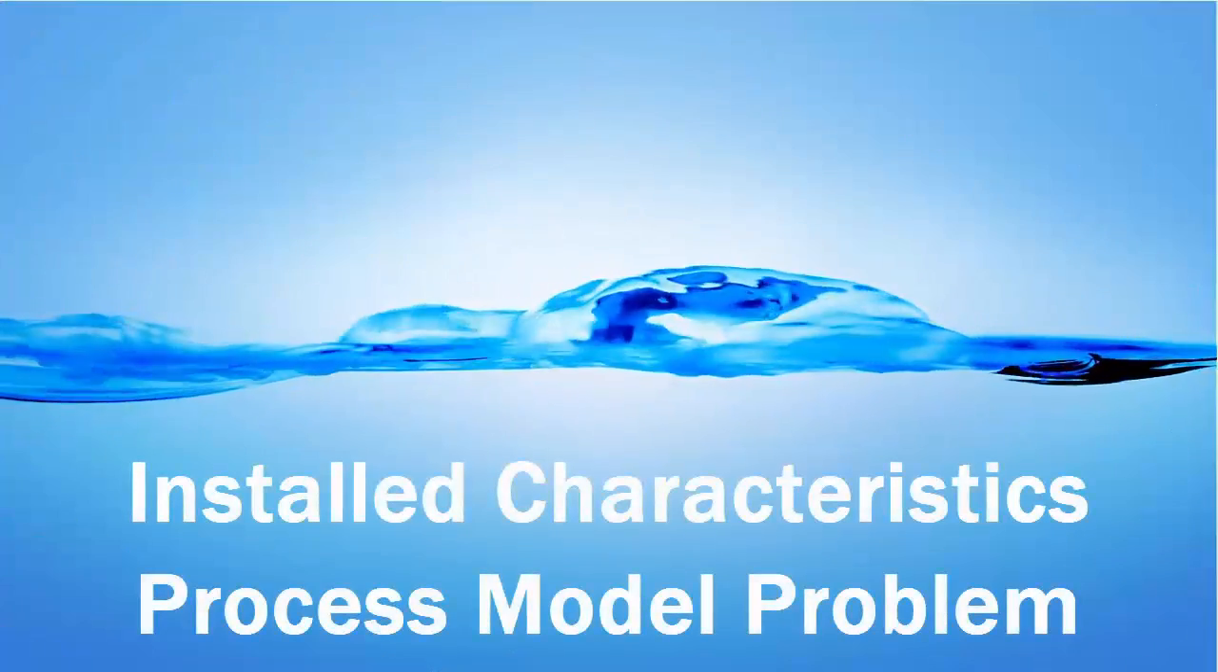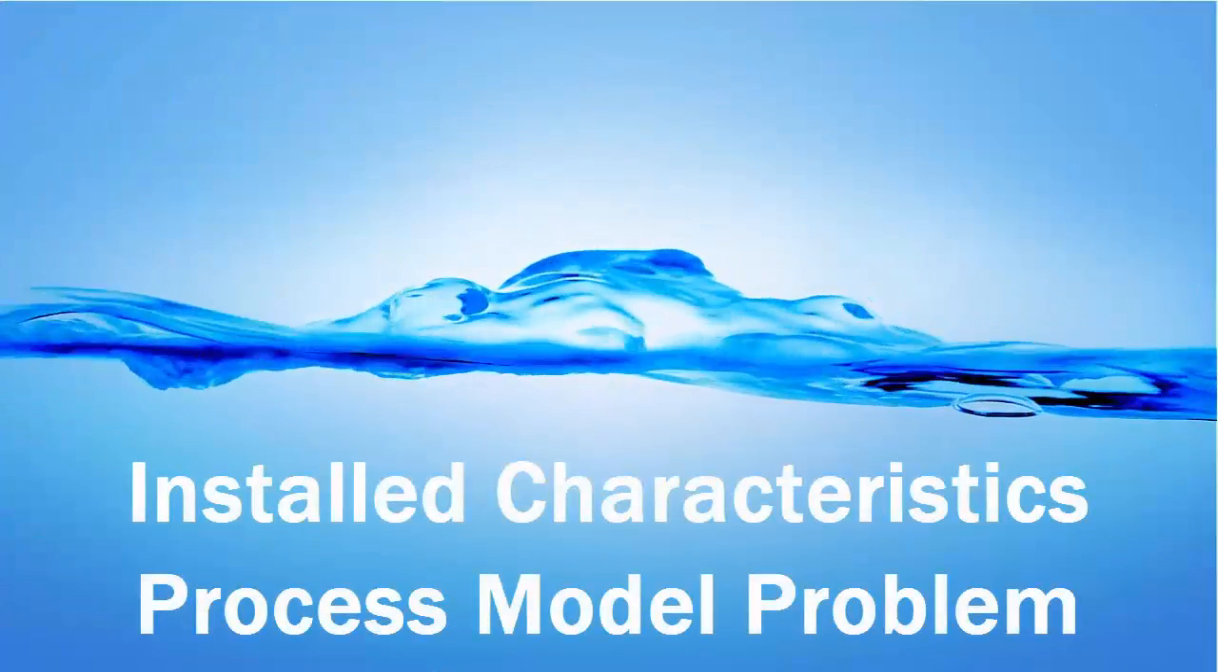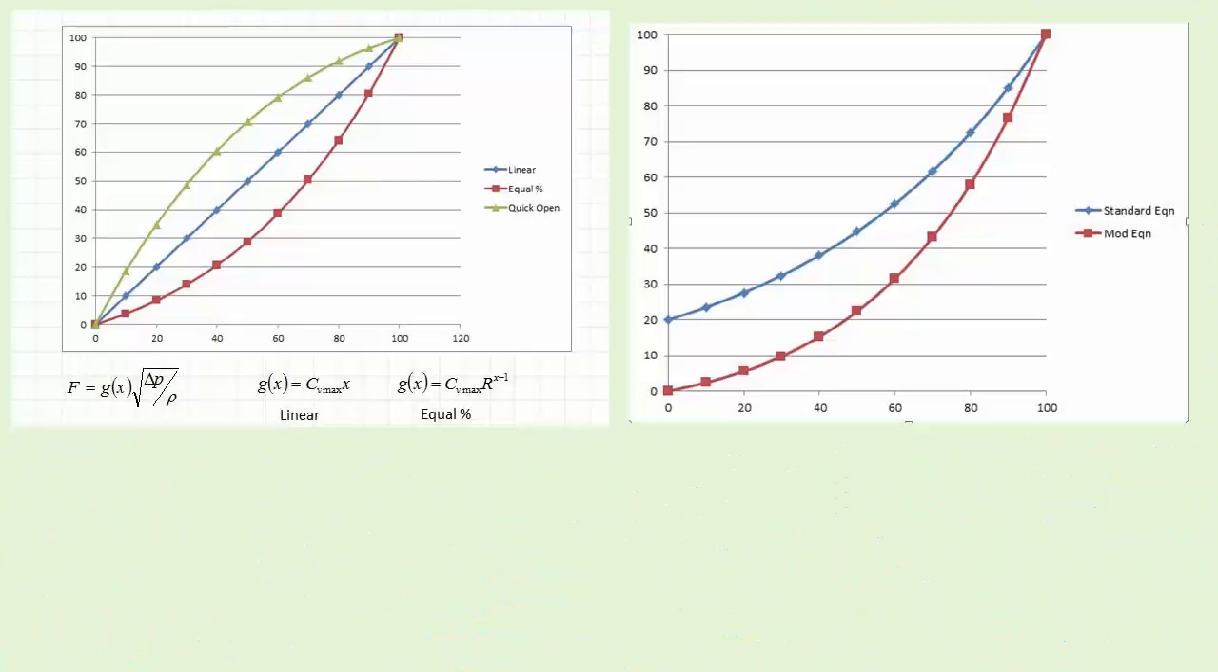So the next thing to look at is the installed characteristics of a control valve, which is a process modeling problem. On the top left are the normal or typical response curves of three different types of valves: linear, equal percentage, and quick opening. The equal percentage is the CV max times R to the power of x minus 1, where R is some kind of factor and x is the valve lift as a fraction.